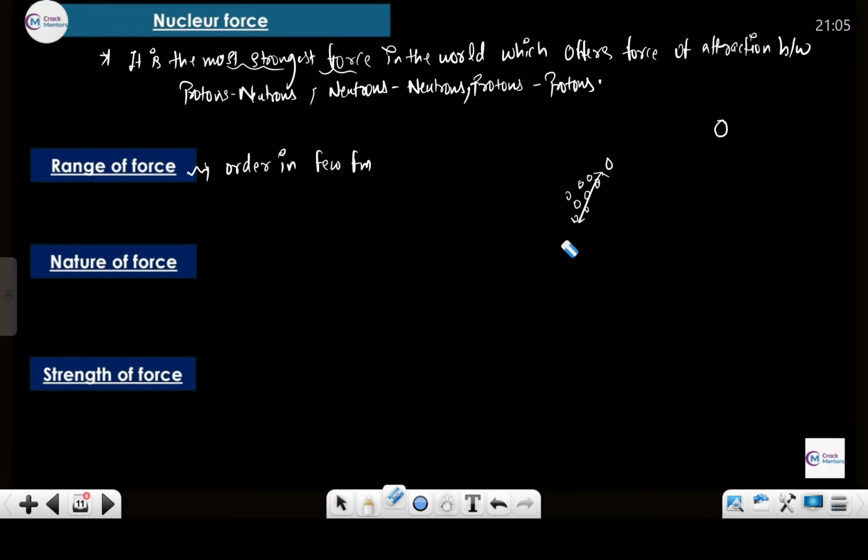Okay, I'm hoping that you are able to understand what I'm trying to convey here. So basically, this is of the order of Fermi, and this is also a short range force. This is another thing which I wanted to mention. So what is the nature of the force? Nature of force is attraction and repulsion. After some distance it also offers some repulsion.